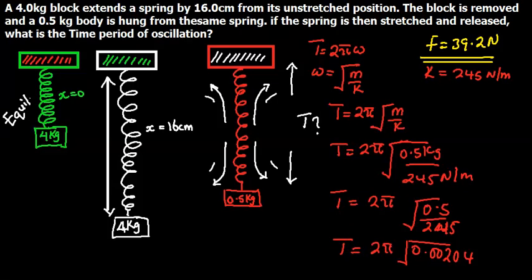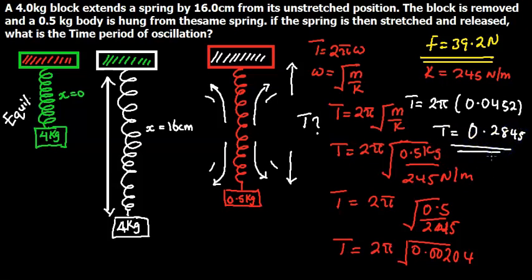The next thing you need to do is to find the square root of 0.00204, and this is simply going to be 0.0452. Then you multiply that by 2 pi, and this is going to be your time period. If you multiply everything by 2 pi, this is simply going to be 0.284 seconds. So, the time period of oscillation for the 0.5 kilogram body is approximately 0.284 seconds. So this is it for this problem.